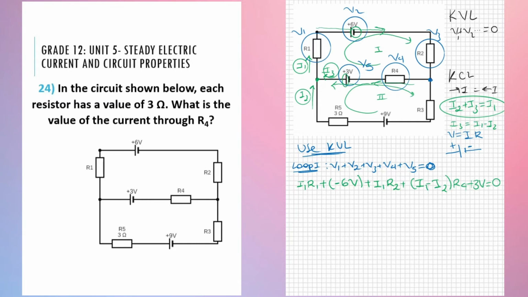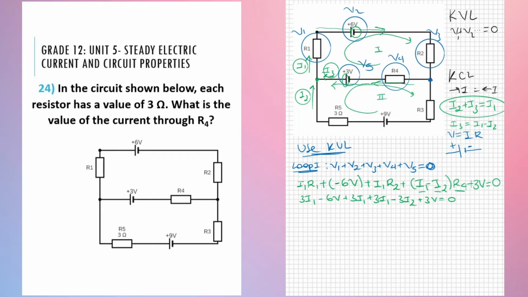Let's simplify this formula by looking back at the question. The question states that all the resistors have a value of 3 ohms, so we can replace all of the R's with 3. So this will be written as 3I1 minus 6 volts plus 3I1. Let's distribute this R4 for both I1 and I2. So we have, again, plus 3I1 minus 3I2 plus 3 volts is equal to 0.